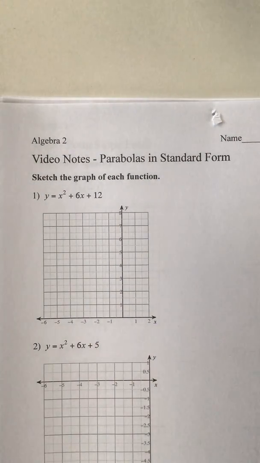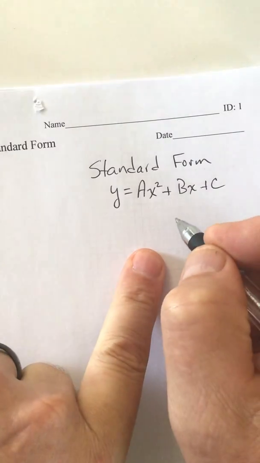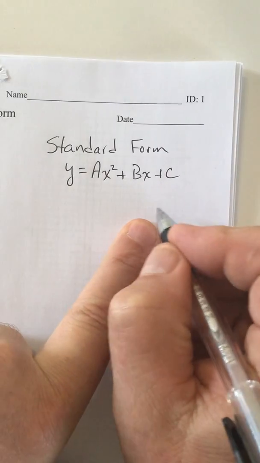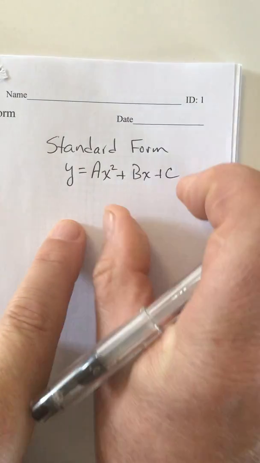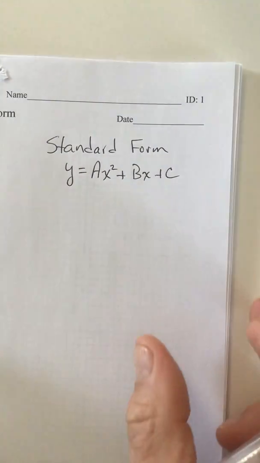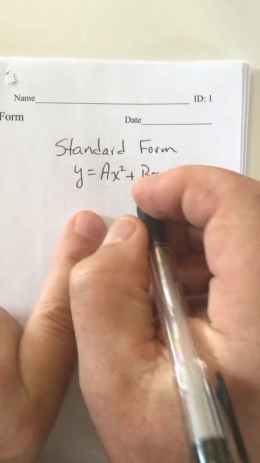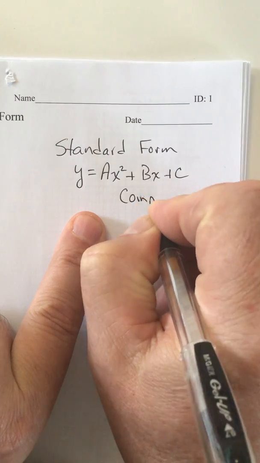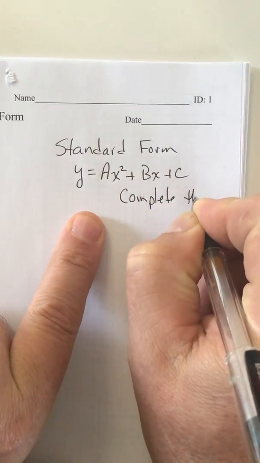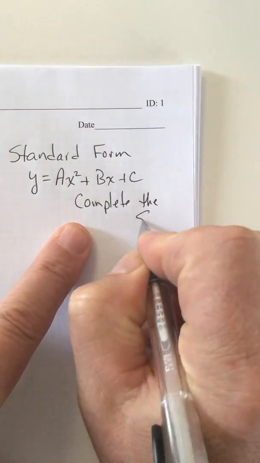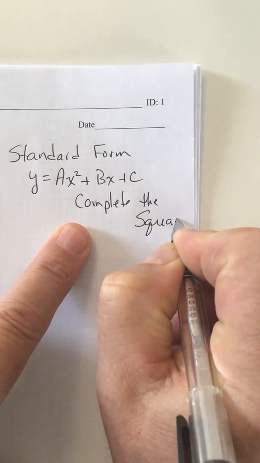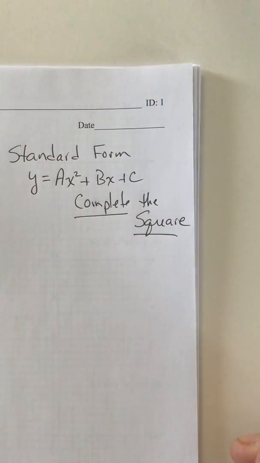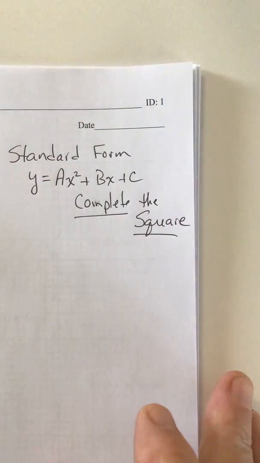What we want to do is turn that into vertex form. And way over here, I'm gonna do it for this one. And while I'm doing it, I'm gonna list the steps so you have some reference on what are the steps to do. What we have to do is called complete the square. Okay, here's what we're looking for.